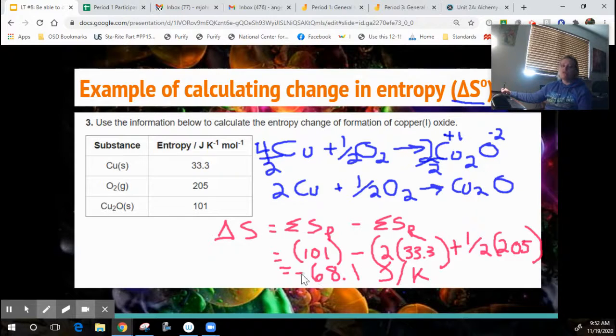So I should have a negative entropy value here, which is a double check when you write your balanced equations and you look at your state of matter. You can also tell that I go from 2.5 moles to 1 mole. So I should have a decrease in entropy here as well. So that's it. That's how we do calculations to find the change in entropy in a system.